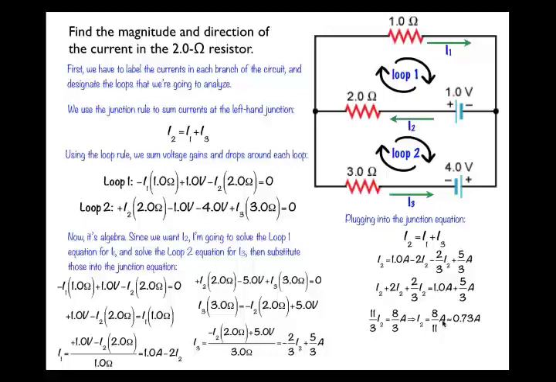Note that the current is positive as I solve it, and so what that tells me is that our initial guess for the direction of I2 was correct. The current is going from the right to the left as it flows through the 2 ohm resistor.